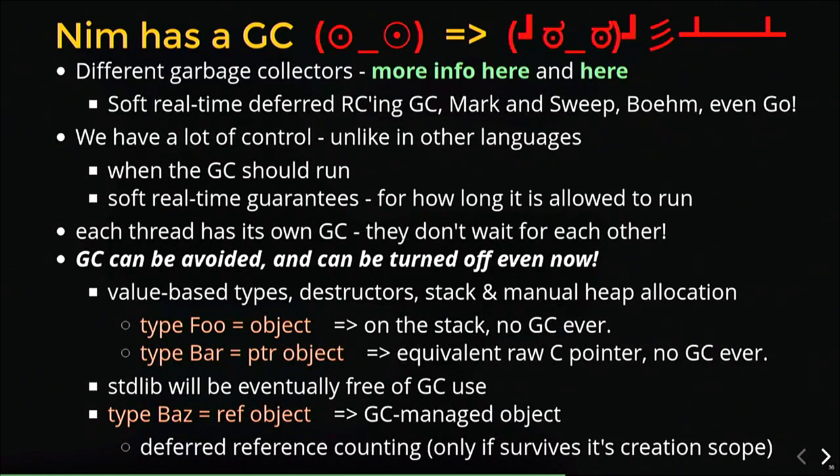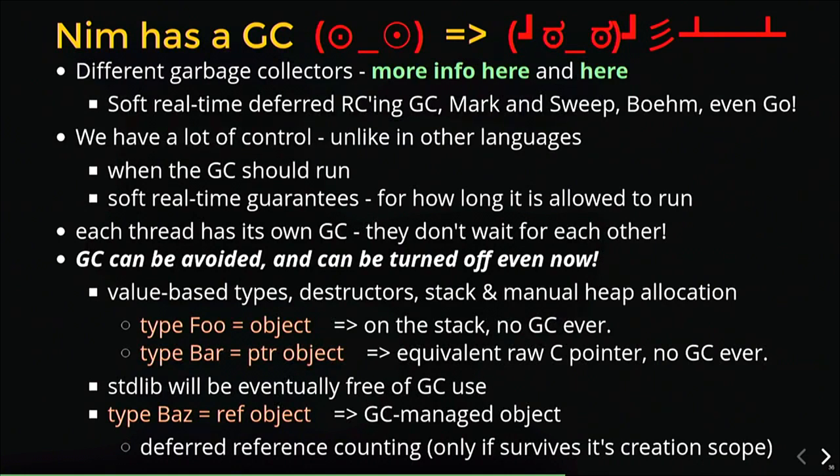Like, you can decide when the GC should run, and you can also tell it for how long it should run. Also, each thread has its own garbage collector, and they don't have to wait for each other in order to do their work. And the most important part is that the GC can be avoided, and it can even be turned off, even right now. So if we're dealing with simple objects and value-based types, destructors, stack and manual heap allocation, we can write code as if it's C++ in Nim.